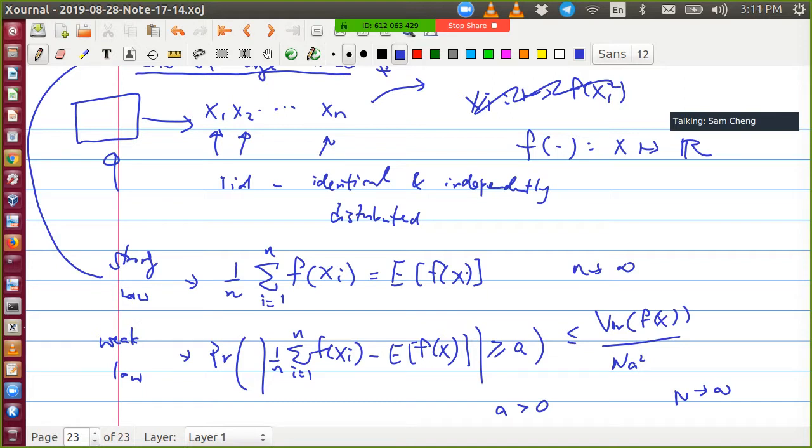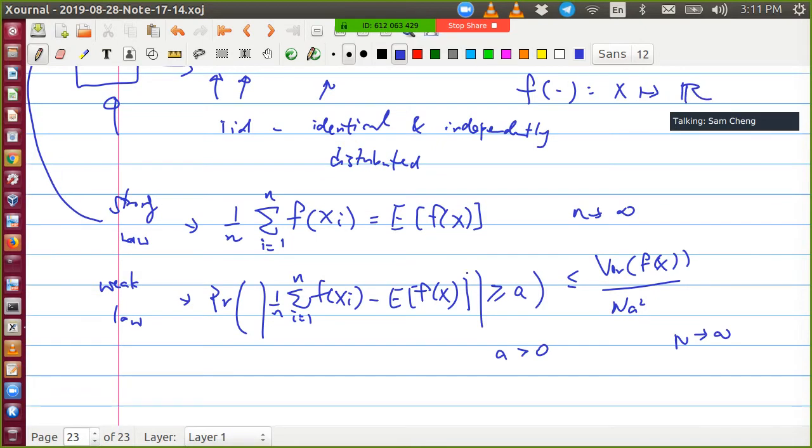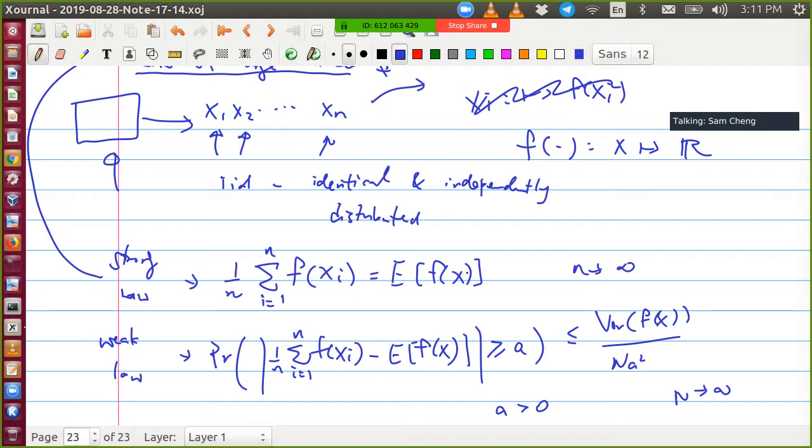And this is exactly why we do polling. For example, when we do polling on some opinion in society, we just sample some people, maybe 1,000 people, and what we expect is that the sample will have the same distribution as the entire society. Therefore, the sample average will be the same as the true expected value that you really want.